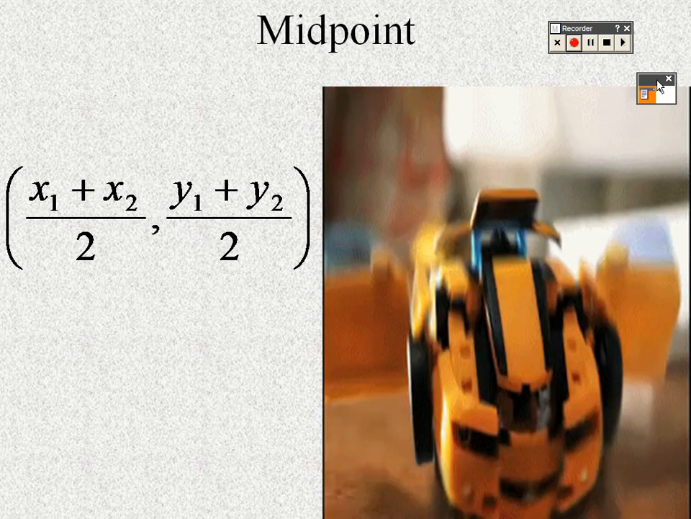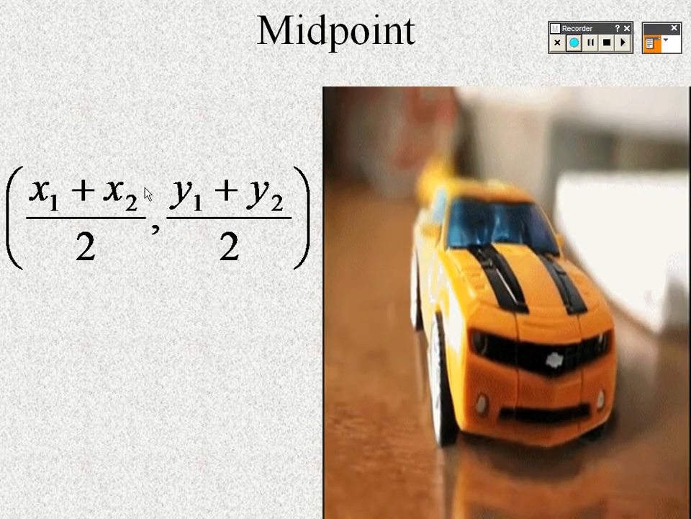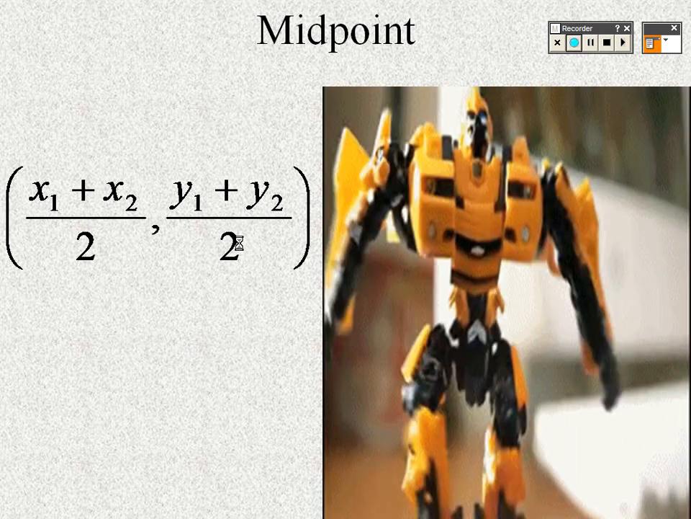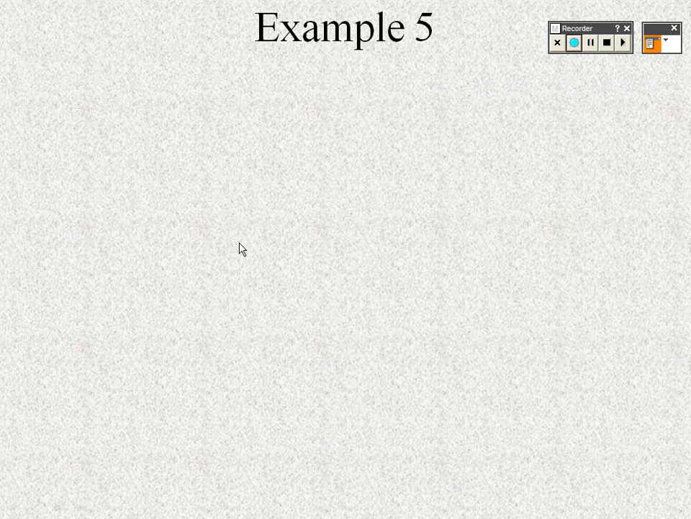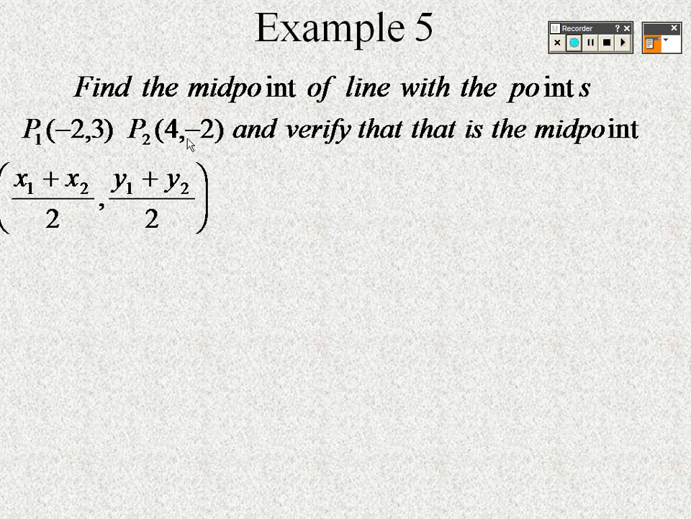So there's the midpoint formula. Okay, so let's take a gander here. It's basically just the average of the x's and the average of the y's. So find the midpoint of these two points. Basically, you're going to take the x's, add them together, divide by 2. Take the y's, add them together, divide by 2. That's really all we're doing here.